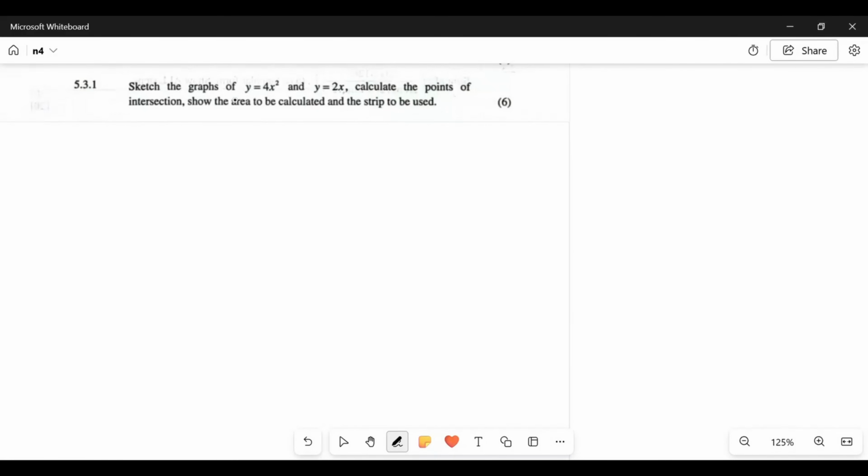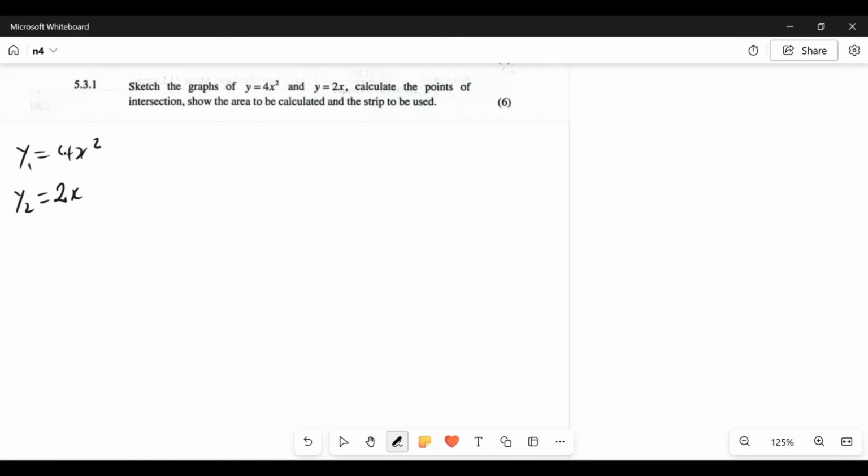So we have two graphs here. One is y equals 4x squared. Let's call this one y1. And y2 equals 2x. There we go. So we have these two graphs here. We need to draw them. Now let's start with y1.